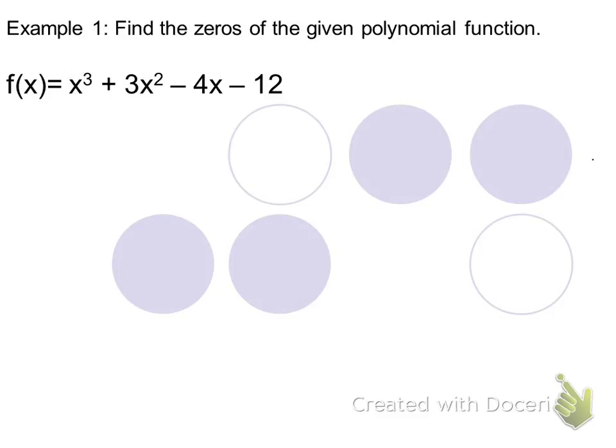Find the zeros of the given polynomial function. Go ahead and write this down. The first thing we're going to do is list the possible rational zeros.